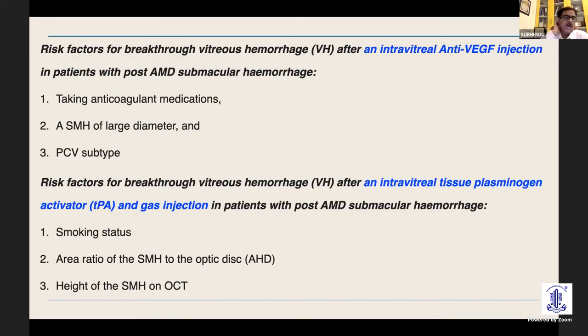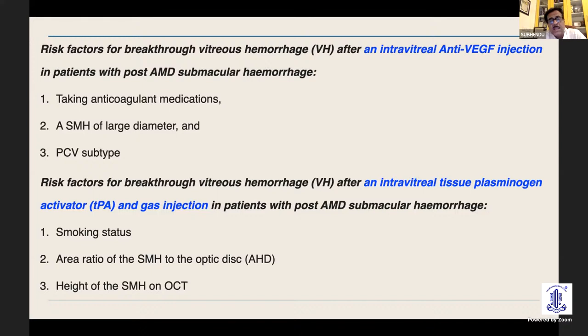So I want to highlight one interesting fact: if the patient is having a submacular hemorrhage post AMD and is receiving intravitreal anti-VEGF injection, what are the risk factors for breakthrough hemorrhage in this patient? It is if the patient is taking anticoagulant medication, or if the size of the submacular hemorrhage is very large in diameter, and if it is a PCV subtype, the chance of breakthrough hemorrhage is very high.